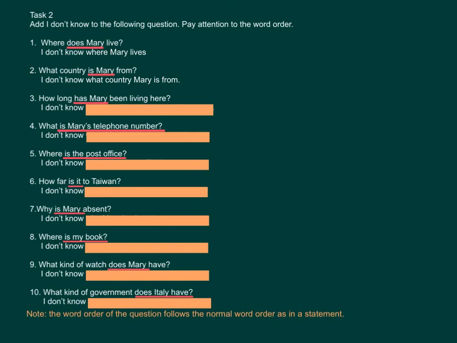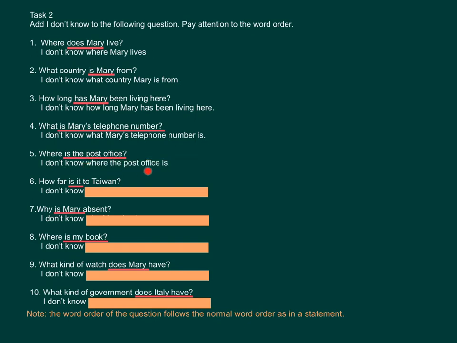Number 3. How long has Mary been living here? I don't know how long Mary has been living here. Number 4. What is Mary's telephone number? I don't know what Mary's telephone number is. Number 5. Where is the post office? I don't know where the post office is.